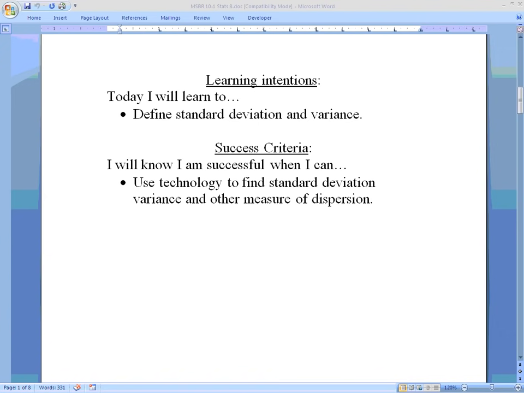Today we'll be talking about standard deviation and variance. Both of these are a type of dispersion, so we'll talk about what that means. And we will use technology to find standard deviation, variance, and other measures of dispersion for our success criteria.